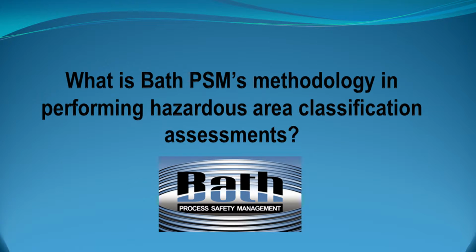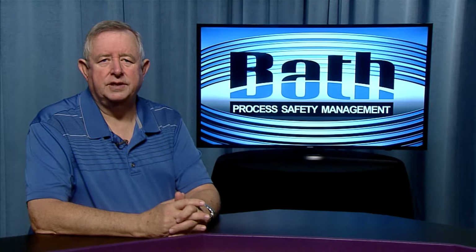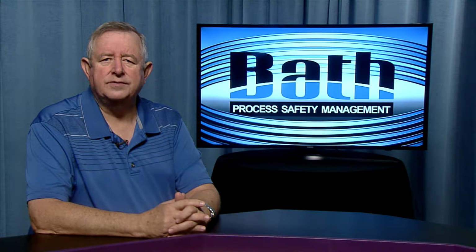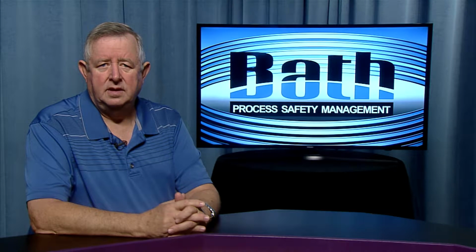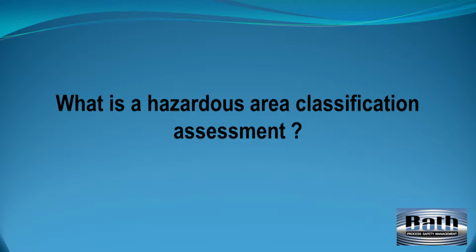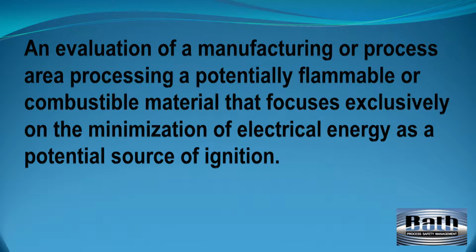What is Bath Process Safety Management's methodology in performing hazardous area classification assessments? Bath Process Safety Management makes use of an 8-step process for determining the proper hazardous area classification of a process unit or facility handling flammable hydrocarbons. Let's first define what is a hazardous area classification assessment. A hazardous area classification assessment is an evaluation of a manufacturing or process area that potentially has a flammable or combustible material that focuses exclusively on the minimization of electrical energy as a potential source of ignition.